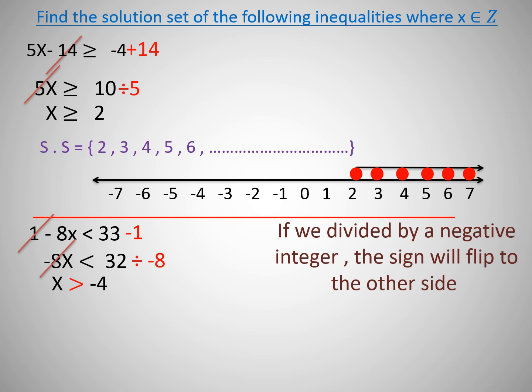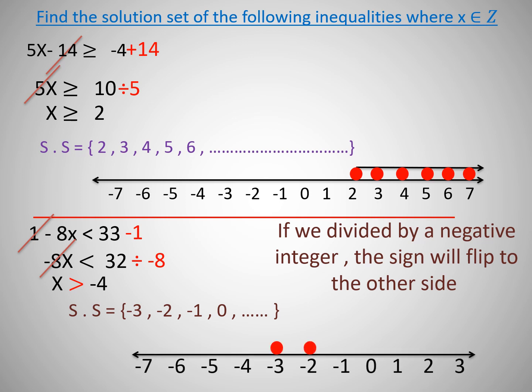Again, if we divide by a negative integer, the sign will flip to the other side like this. Less than, but we divided by negative 8, so less than will become greater than. The integers greater than negative 4 will be negative 3, negative 2, negative 1, 0 to infinity. And by using the number line, we will represent it like this.